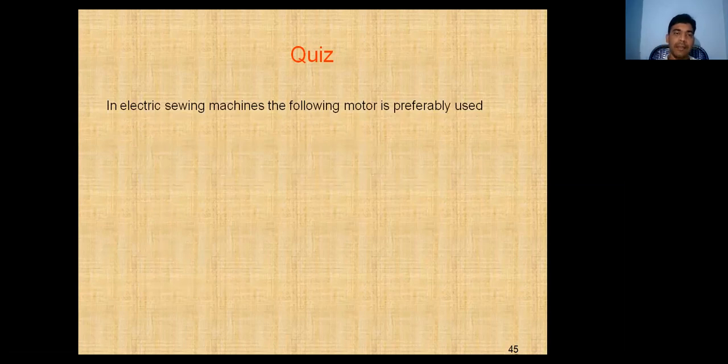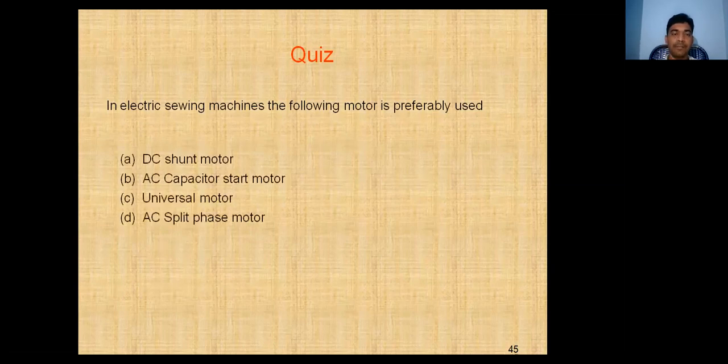In an electric sewing machine, the following motor is preferably used: DC shunt motor, AC capacitor start motor, universal motor, AC split phase motor. So universal motor is the correct answer.